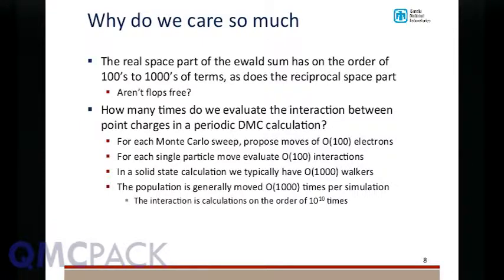And so each sweep through those, we're going to propose a move of about 100 electrons, right? For each one of these single particle moves, I have to calculate the interaction with all of the other 100 particles in the cell. In a solid state calculation, or most calculations, we have on the order of 1,000 walkers, and the population is generally moved about 1,000 times per simulation. So we're quickly up to 10 to the 10th evaluations of this interaction. So it's actually something that really makes a difference.